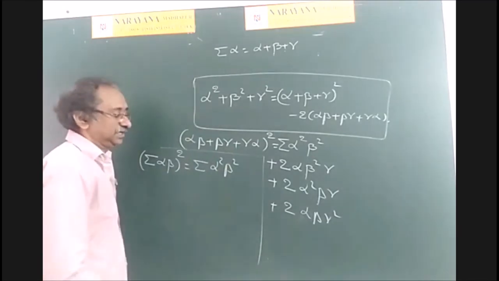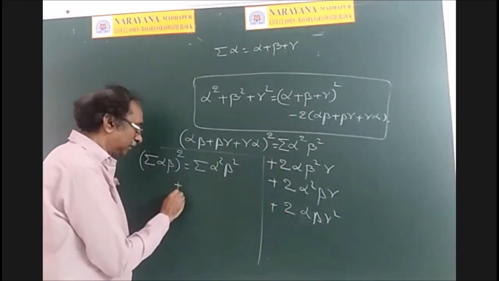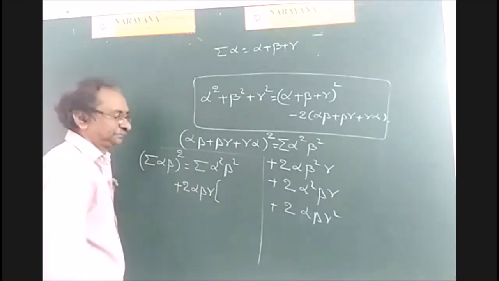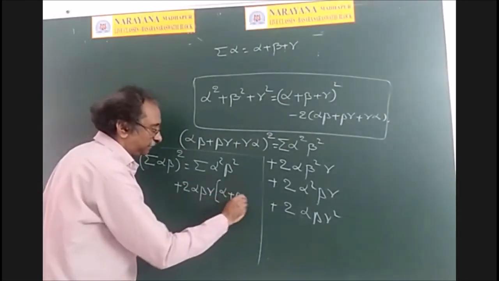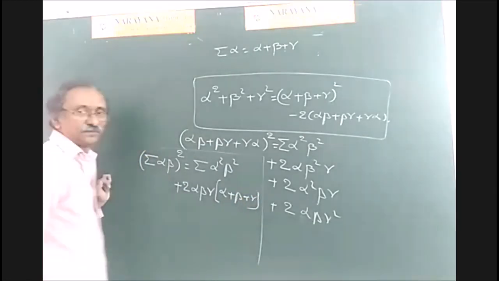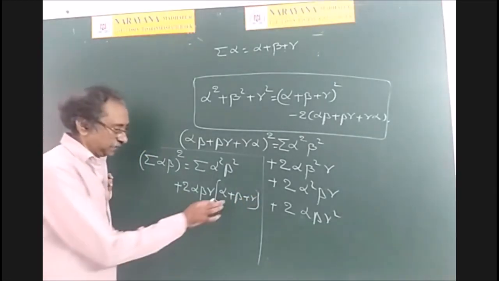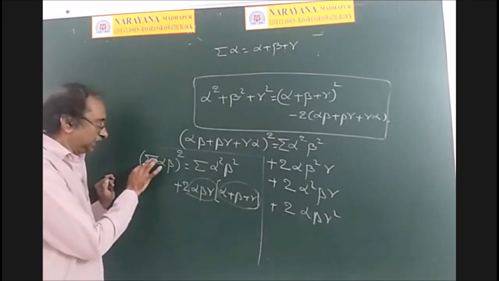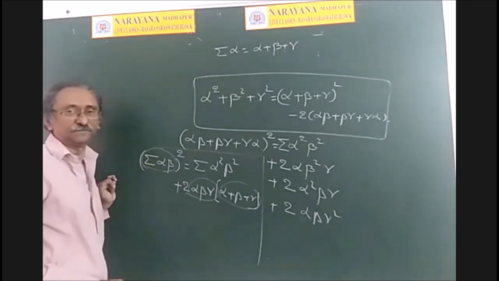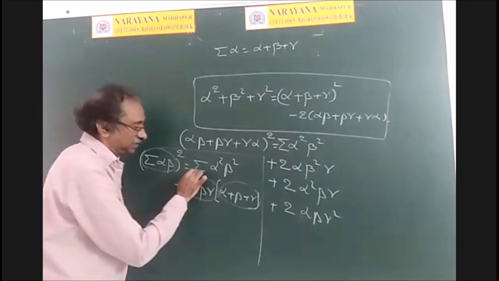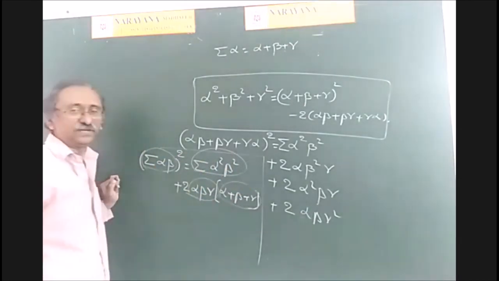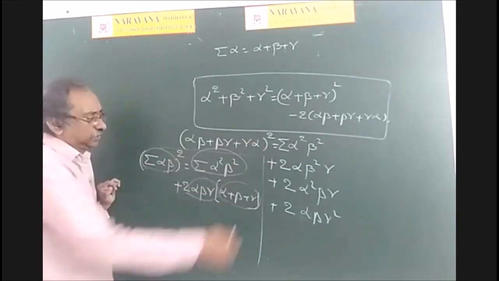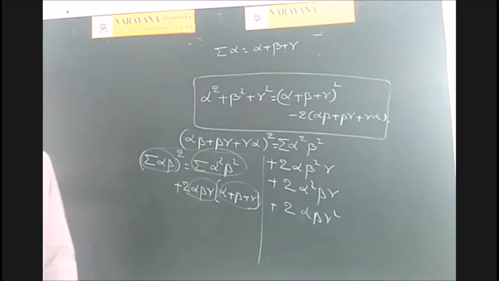Now I have to find this. See, in these three terms, I can take 2 alpha beta gamma common, into what you will get is alpha plus beta plus gamma. So, if a cubic equation is given, I can find the sum of the roots, the product of the roots, and the sum of the products taken two at a time. So, by this equation, I can find sigma alpha square beta square. You can write this equation directly, or you can write that also.